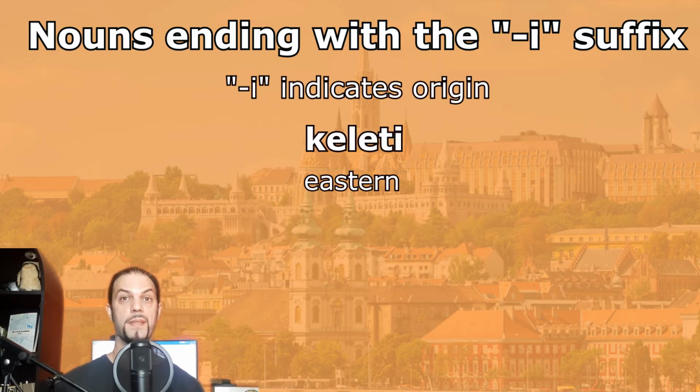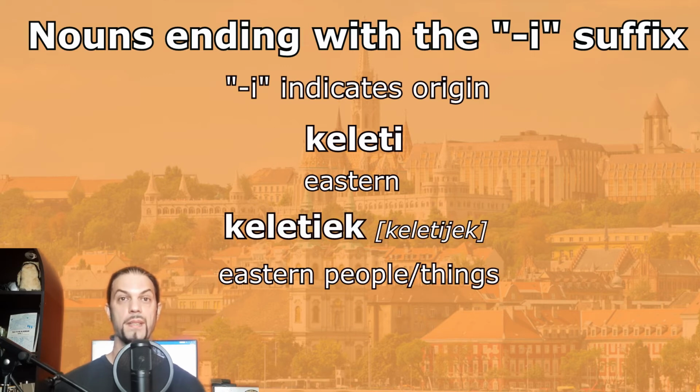Keleti means Eastern. Kelet means East. Keletiek means Eastern people or things. Literally it means Easterns. Front vowel word, so it gets an ek suffix.